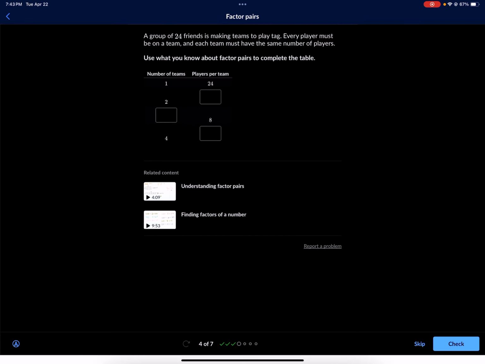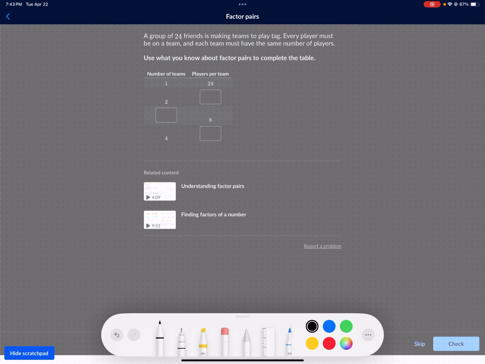Okay, next problem. A group of 24 friends is making teams to play tag. Every player must be on a team, and each team must have the same number of players. Use what you know about factor pairs to complete the table. Now, it's good to know that they're making teams to play tag, but the only thing that will be useful here is the numbers.